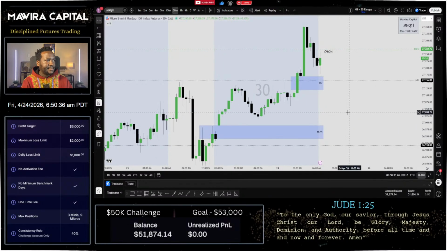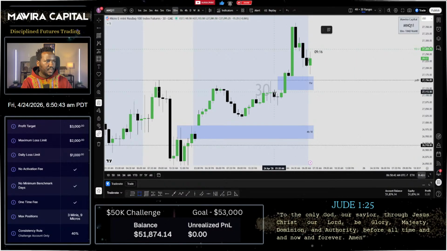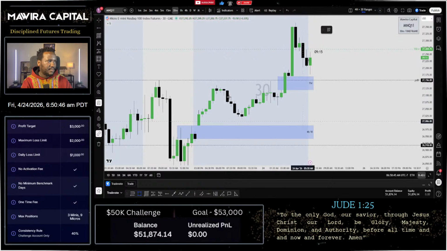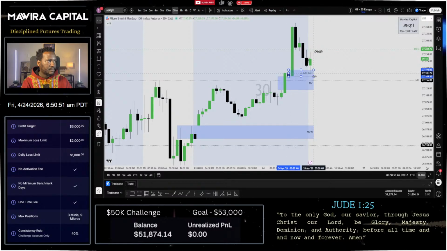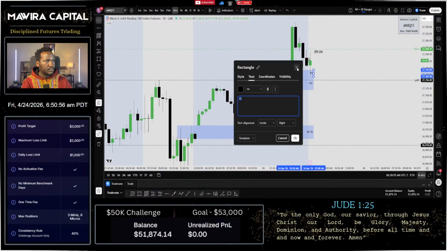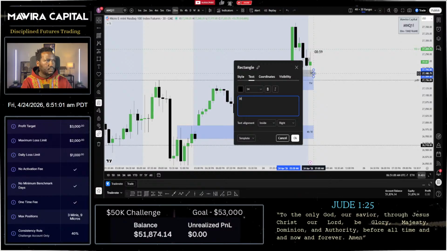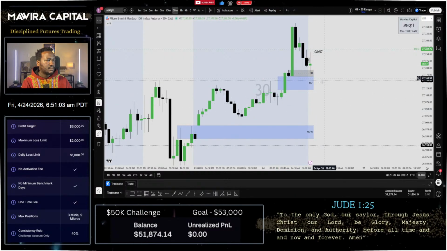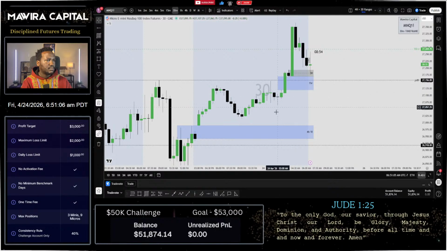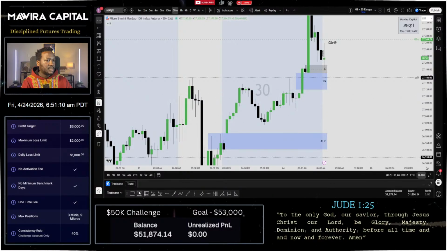So looking at the 30 minutes, there's this interesting down candle here that we could use to get shorts if something lines up. The best would be this right here, but then again that'll be too late. But let's see. This would be the best.